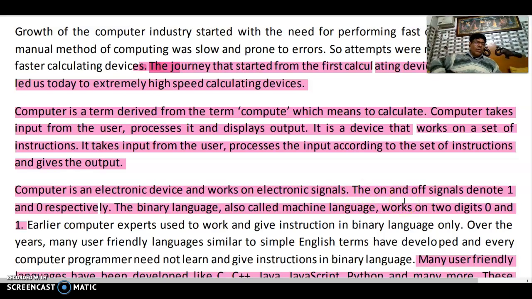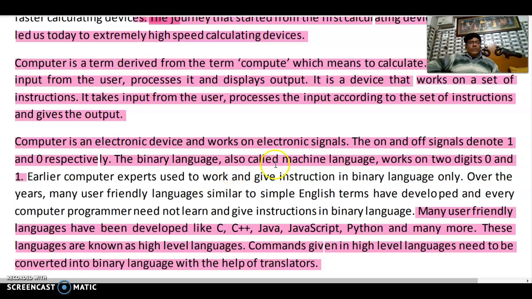The on and off signal denote 1 and 0 respectively. The binary language, also called machine language, works on two digits, that is 0 and 1. That's why computer language is called binary language. So a computer is an electronic device which works on two digits, 0 and 1, and the language based on it is called binary language.